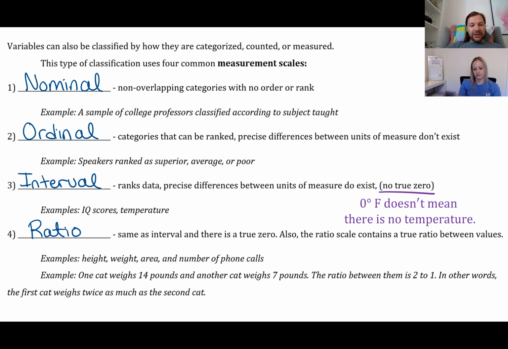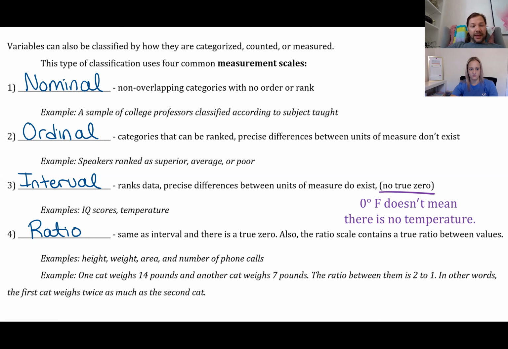Okay, finally, the ratio is the same as interval, but there is a true zero. So things like that could be height, weight, area, and number of phone calls, because you can weigh 0 pounds or have 0 height, I guess. And you could have no phone calls in a given day. So those are the sorts of things. The big thing is ratio and interval are basically the same thing, but one has a true zero and the other one doesn't.